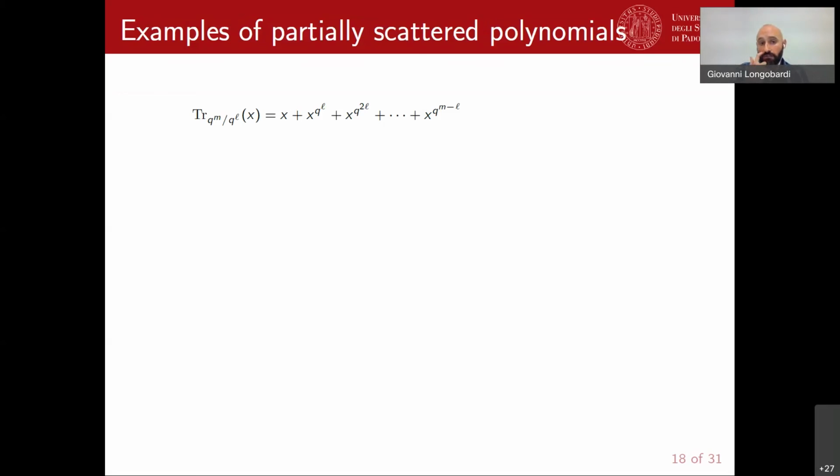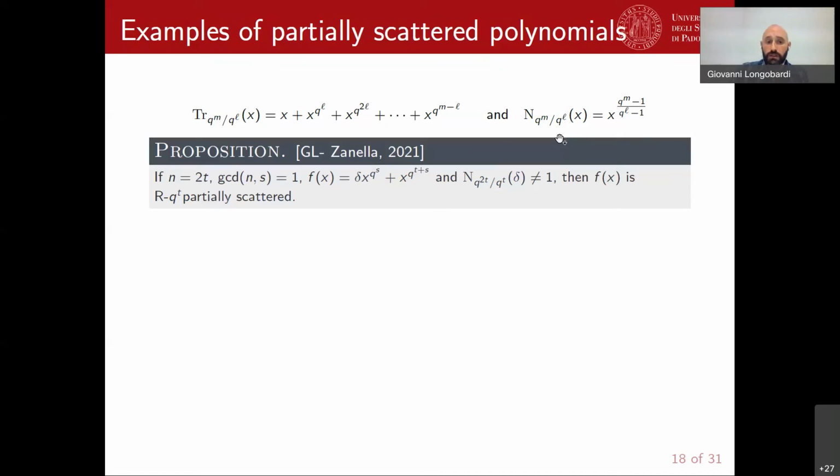First of all, I have to recall the notion of trace and norm of the finite field F_{q^m} over F_{q^L}. Of course, L is a divisor of m. There are these two functions. And so the first proposition, the first example, is a generalization of the Lunardon-Polverino binomial. So here we have this binomial.